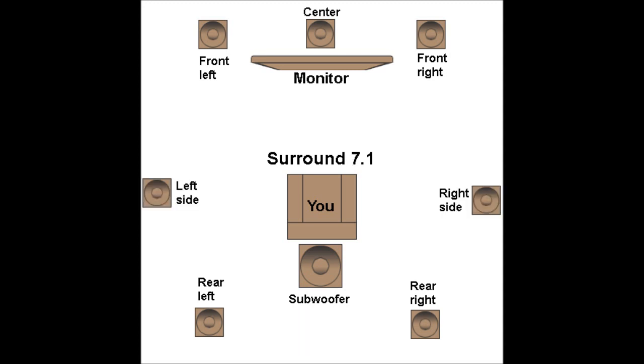Next, you can choose 7.1. This one, you have your two front ones, you have your center channel, you have the two rear speakers, you have the subwoofer, and the only thing they add is now you have side speakers, a left one and a right one. Now, it wouldn't surprise me if somebody comes up with a 9.1 surround sound. That would be interesting to see.